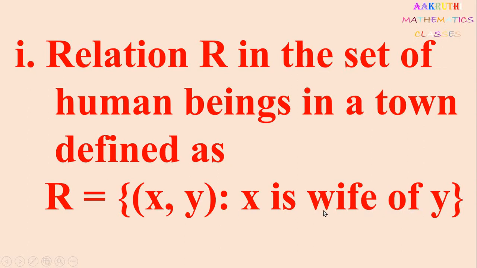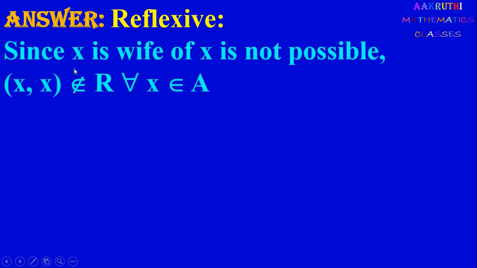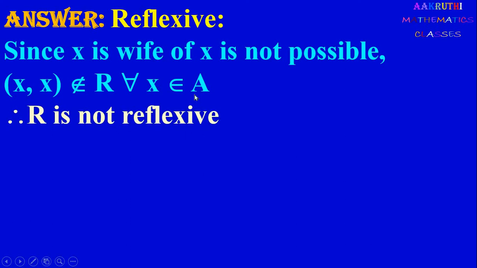You have to check whether this relation "wife of" is reflexive, symmetric and transitive. First we consider reflexive. Since x is wife of x is not possible, (x, x) does not belong to R for all x belongs to A. Since Aishwarya Rai is wife of Aishwarya Rai is not possible, this relation is not reflexive.